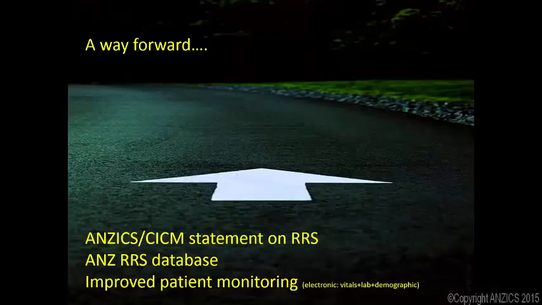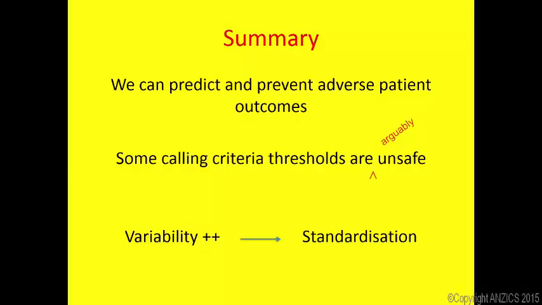So in summary, we can predict and prevent adverse outcomes for patients. Some calling criteria thresholds are arguably unsafe. There's lots of variability in the system at the moment, and perhaps standardisation is the way to go.